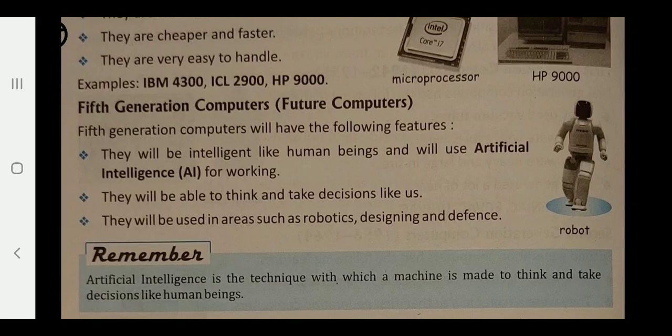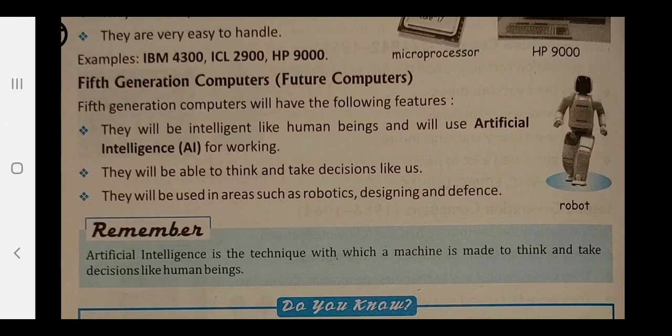It can be a future computer or we can say it's a present computer, because now in the 21st century we are using fifth generation computers, and sixth generation and seventh generation computers have also been launched. Fifth generation computers have the following features. They are intelligent like human beings and use artificial intelligence for working. They will be able to think and take decisions like us.